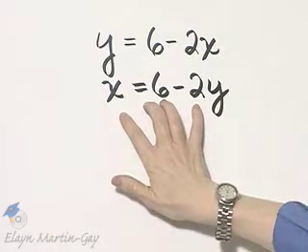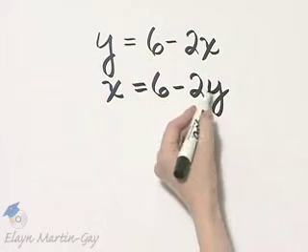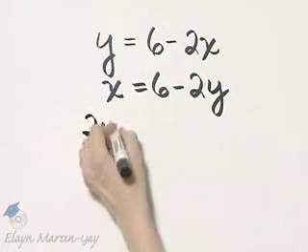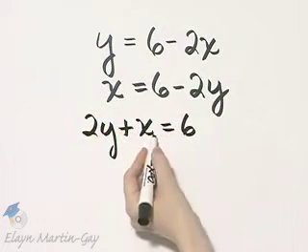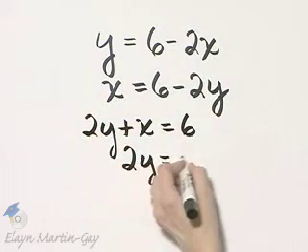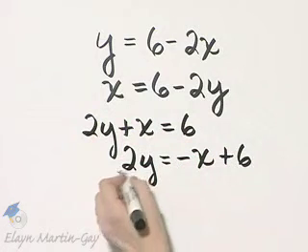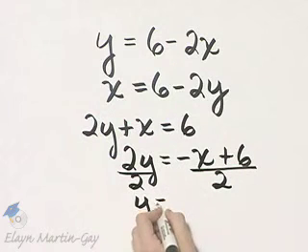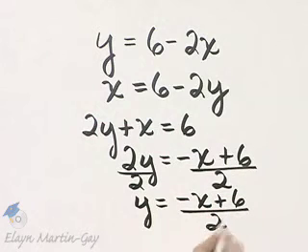We would like this, though, solved for y, so let's take a moment and solve it for y. I'm going to add 2y to both sides, so I'll have 2y plus x is equal to 6. Then I will subtract x from both sides, and I'll have 2y is equal to negative x plus 6. To solve for y, I'll divide both sides by 2, and I'll have that y is equal to negative x plus 6 all over 2.